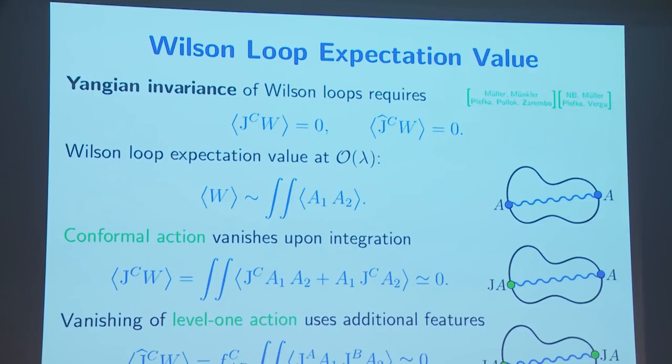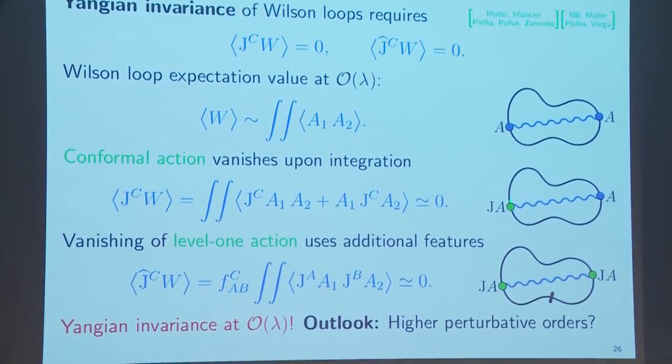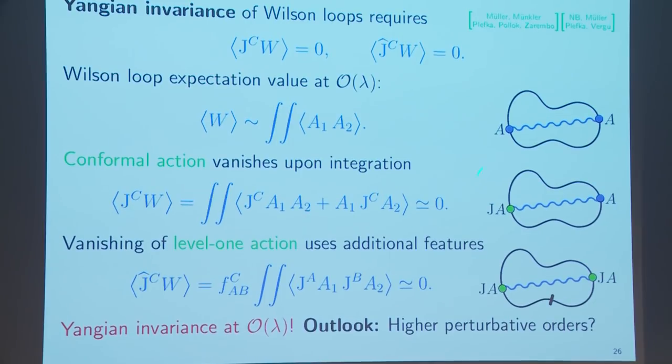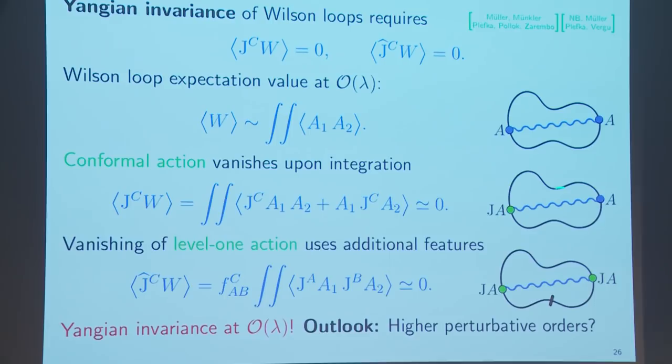And then for the conformal variation, what you get here is basically you do the deformation at one of these two points, and then once you integrate over this, you get zero, irrespective of which contour you take. That's the symmetry statement. And for the level one symmetry, the invariance statement means you vary both ends of this propagator by conformal transformation, and then you contract them with the structure constants of the conformal group. Again, after integration this miraculously gives you zero, and that means you have some additional symmetry in your theory. So you have Yangian invariance for Wilson loops at the first perturbative order.